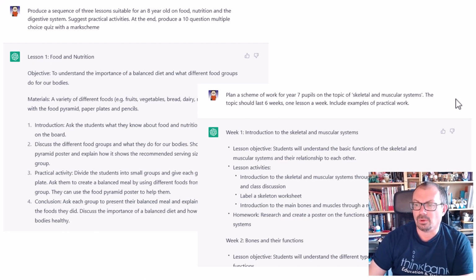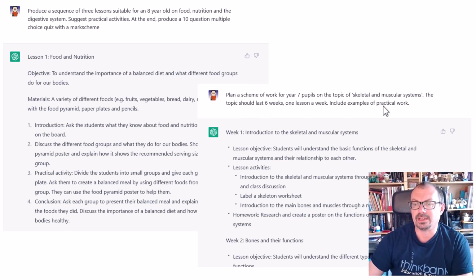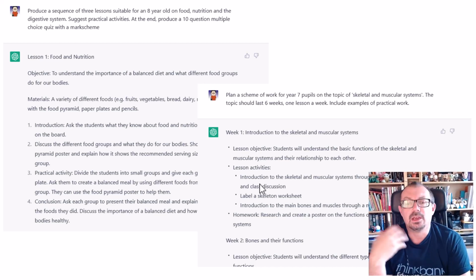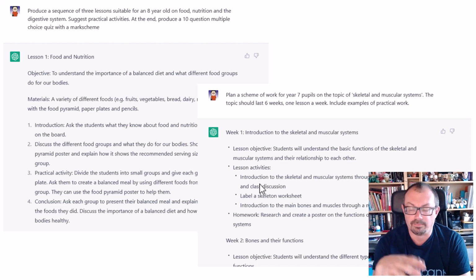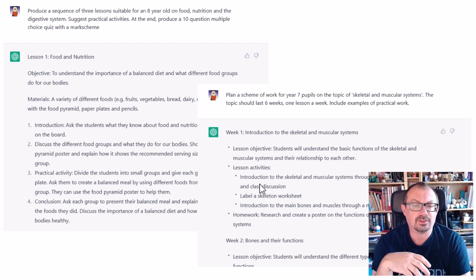I then said, okay, I want a scheme of work, so can you give me a scheme of work for year 7 on skeletal and muscular systems? 6 weeks, 1 lesson a week, and examples of practical work. Again, off it went and spat out a whole scheme of work for me. All of these are okay. You would want to use your teacher brain and go through them and proofread and check. Obviously double check the activities and so on, but as a basic thing, it saves a whole lot of time because it's giving you a starting point.